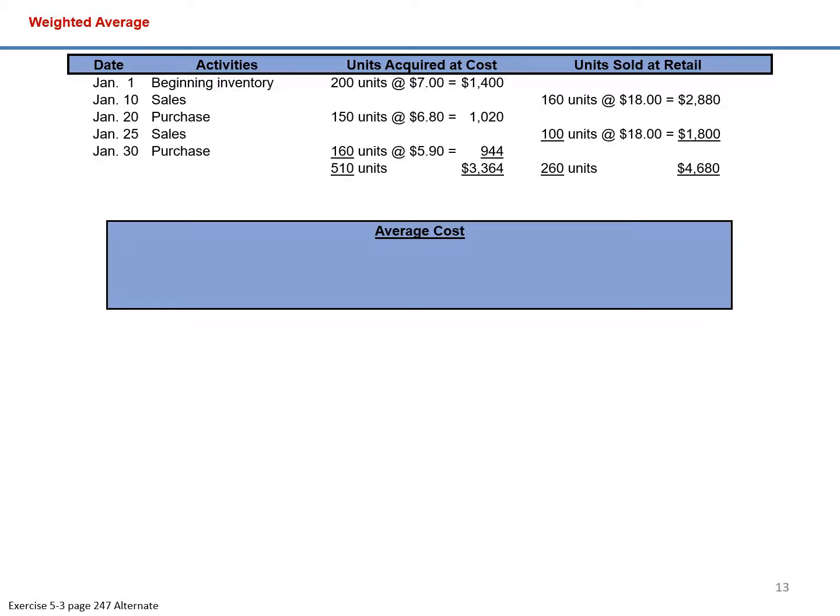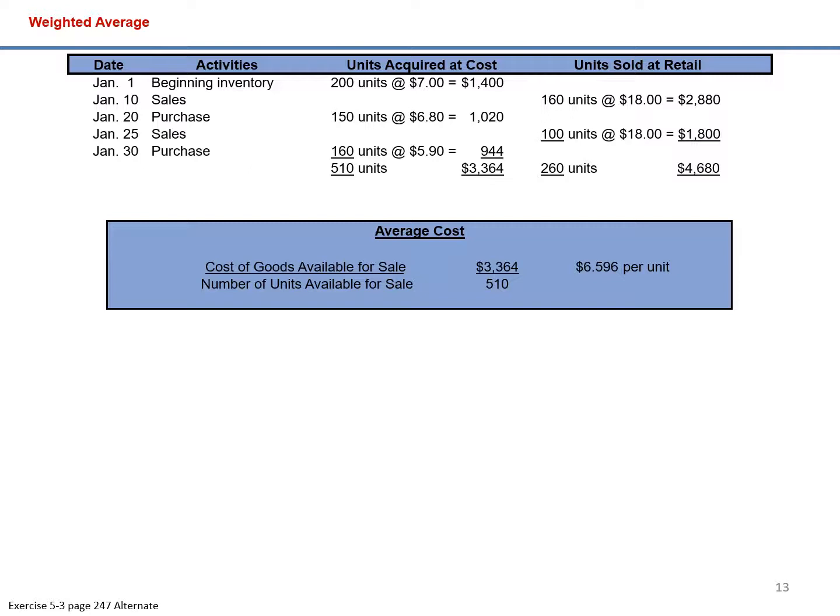Right, under the weighted average method, we compute our average cost. So if you take your cost of goods available for sale, that's your $3,364, divided by the number of units available for sale of 510, you have an average cost of $6.59, almost $6.60 per unit.